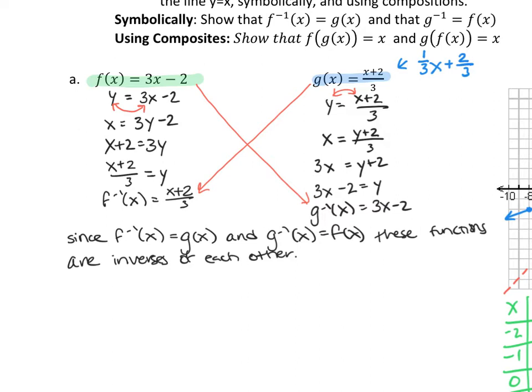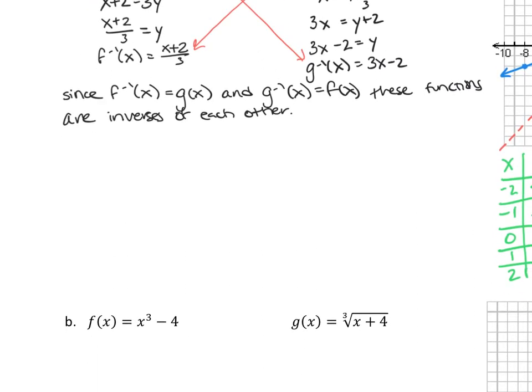Last, we're going to show through composition, and it says specifically, show that f of g of x is equal to x, and g of f of x is equal to x. That's because when you're using composition, if they are inverses, they're going to start to undo and do the opposite for all of the operations, and we're going to be left with only x. So let's see how this works for us. So let's try with g of x.